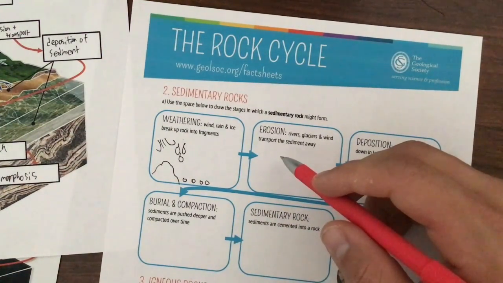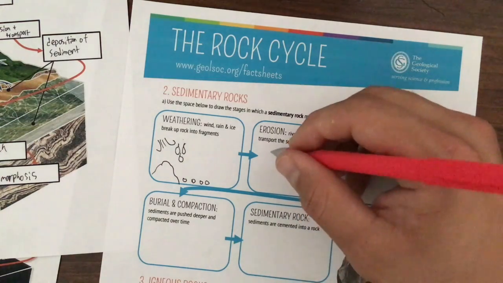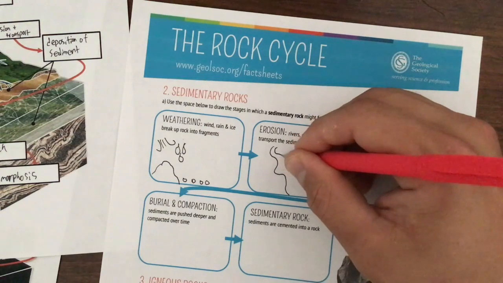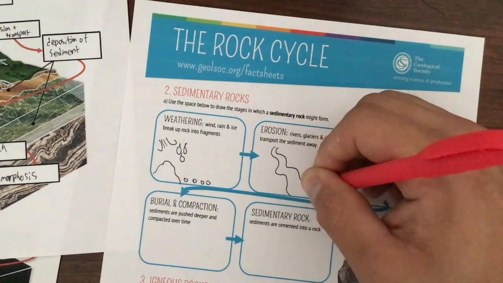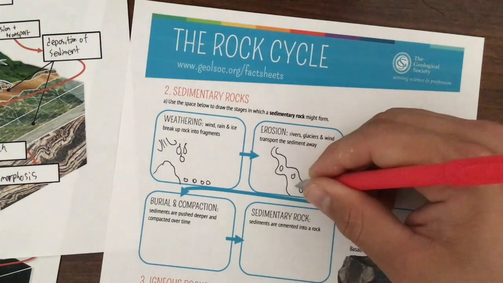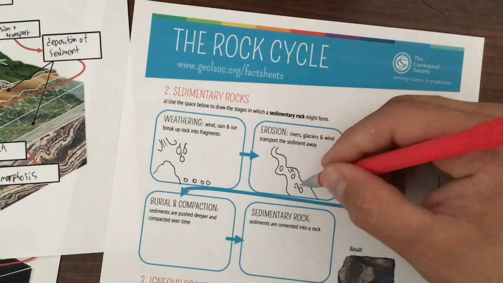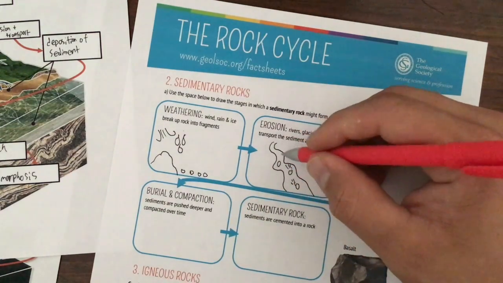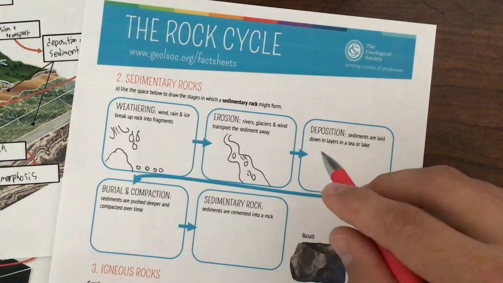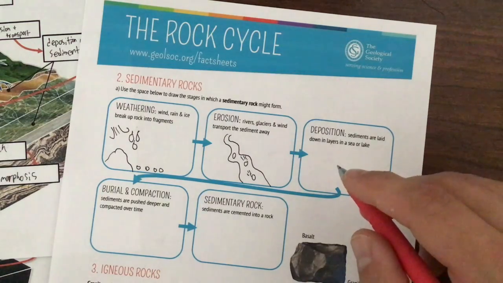All right, erosion. This is when rivers, glaciers, and wind transport the sediment away. So maybe I'll have a nice little river right here, and in there I'll have a couple of my rocks. Little speed signs on there coming through. So we have a river here, and it's transporting my rocks. That is erosion. Deposition: sediments that are laid down in layers in a sea or lake.